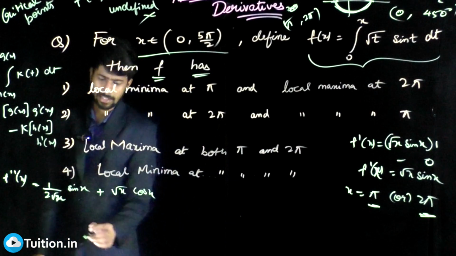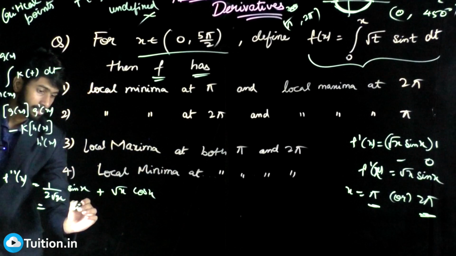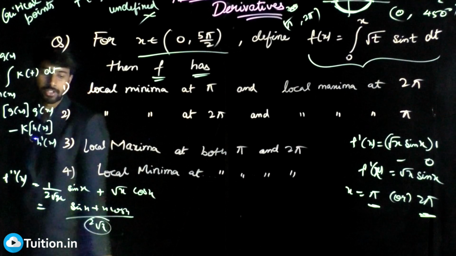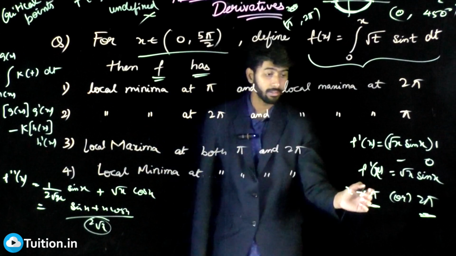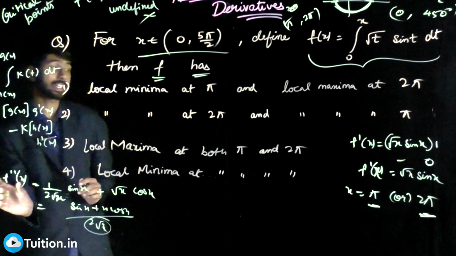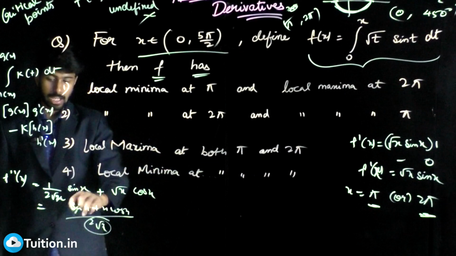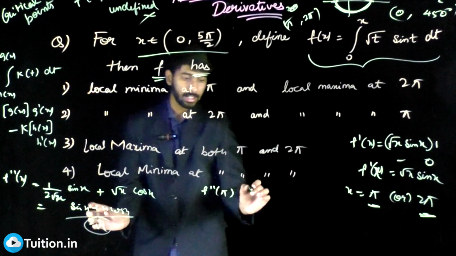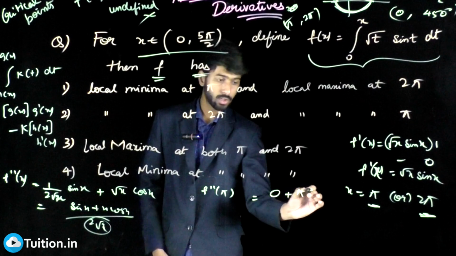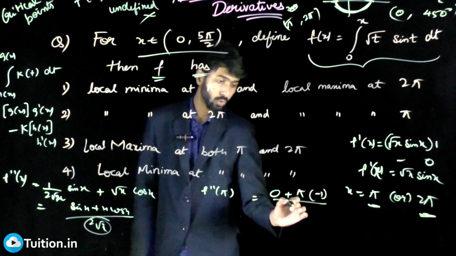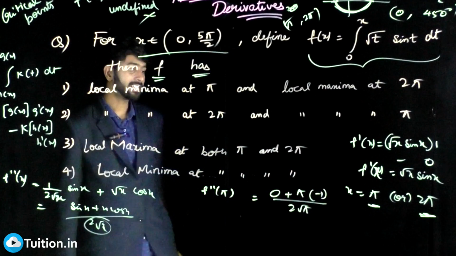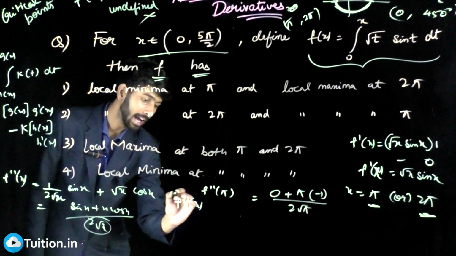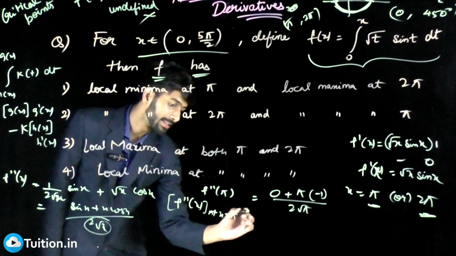So this is sin x plus 2x cos x by 2 root x. The denominator quantity will anyway be positive. I need to check the sign of the second derivative at pi, so I'll put pi in this expression. If I put pi in this expression, f double dash of pi is sin pi, which is 0, plus pi into cos pi, which is minus 1, divided by 2 root pi. That is minus pi by 2 root pi, so it is negative obviously. So f double dash of x at x equal to pi is less than 0.